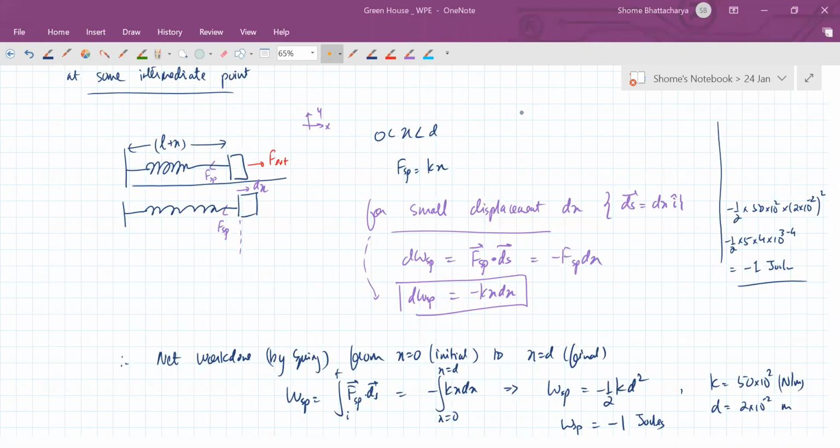Understood? So if we have stretched out the spring over here, and then we release the external force, the spring force will bring the block back to its natural state. In that situation, the work done by the spring will be positive. But here in this situation, the work done by the spring is negative because we are stretching the spring.